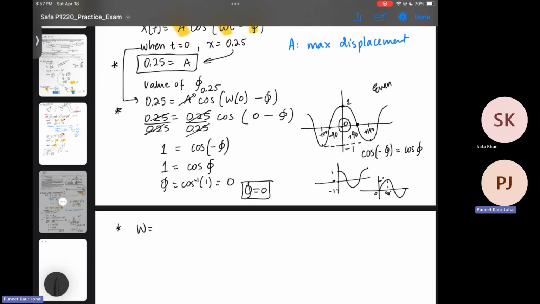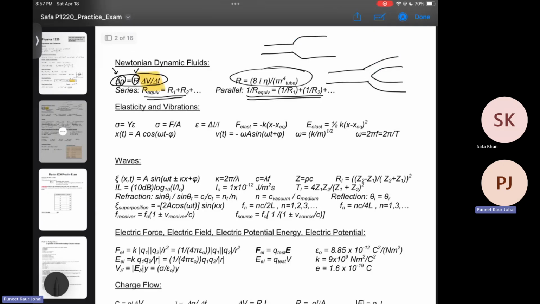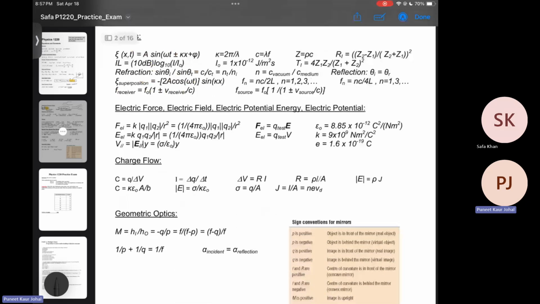Omega has a very simple formula. It's just the square root of k over m. It's probably in your formula sheet. I'll highlight that. You can go to springs.